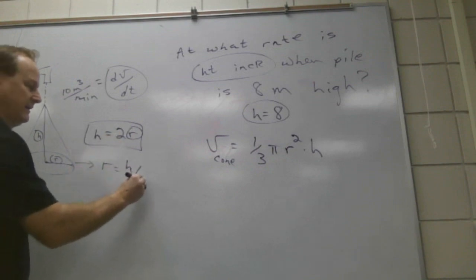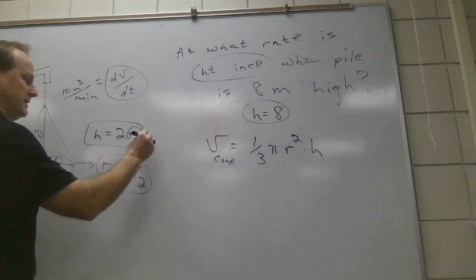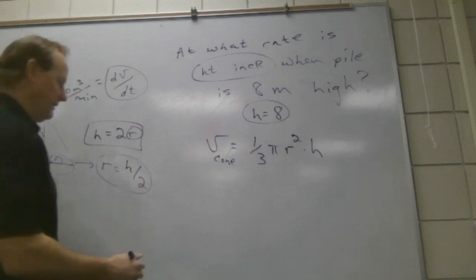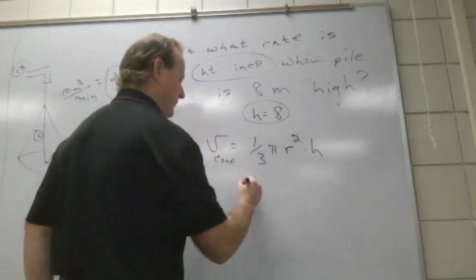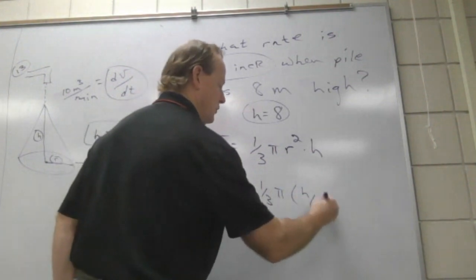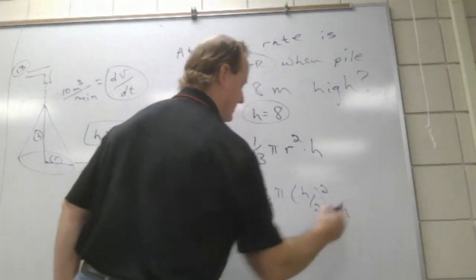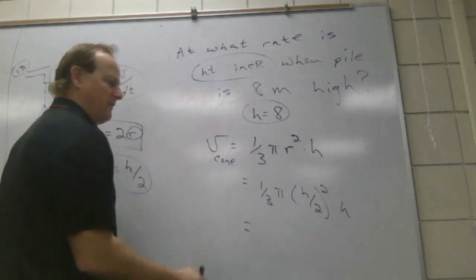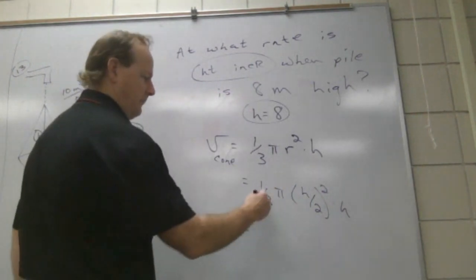H divided by 2, right? Meters. By the way, this is in meters. Radius is in meters. But so what's this equivalent to? This is 1/3 pi times (H over 2) quantity squared times H. And then, of course, I'm going to simplify that a little bit.